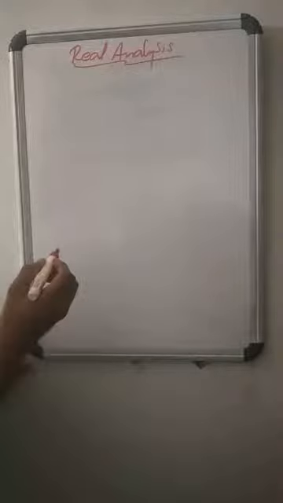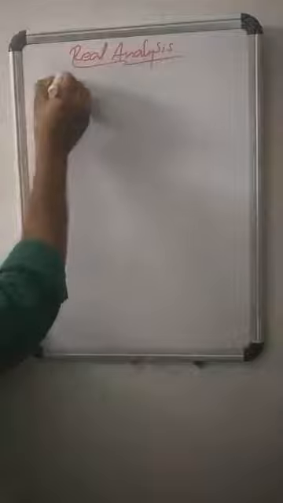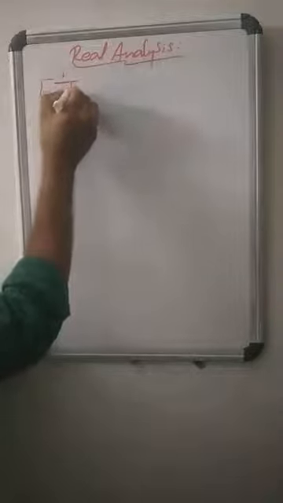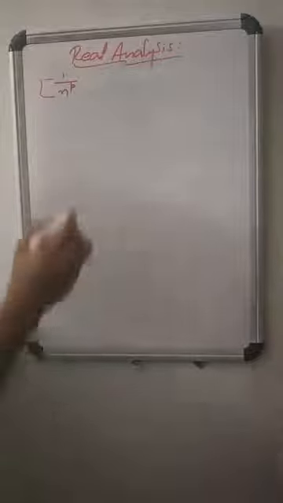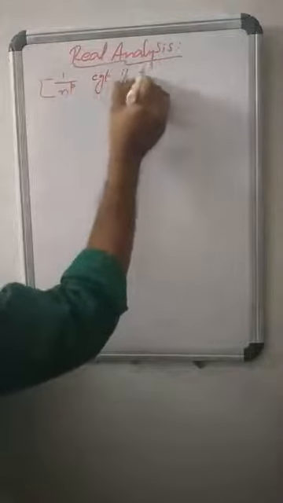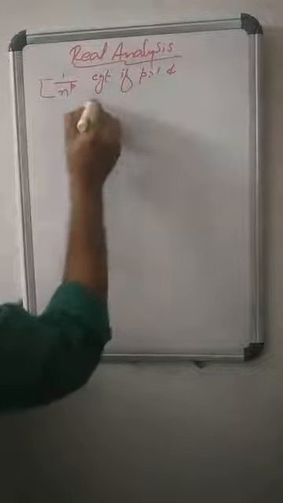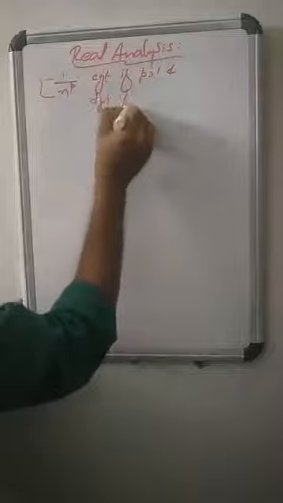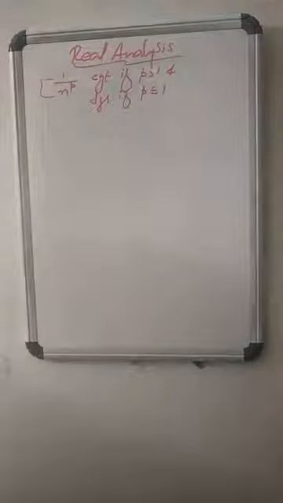Testing the convergence of the P series means considering the infinite series sigma 1 by n power p. It is convergent if p is greater than 1, and diverges if p is less than or equal to 1. So, this is an important test.